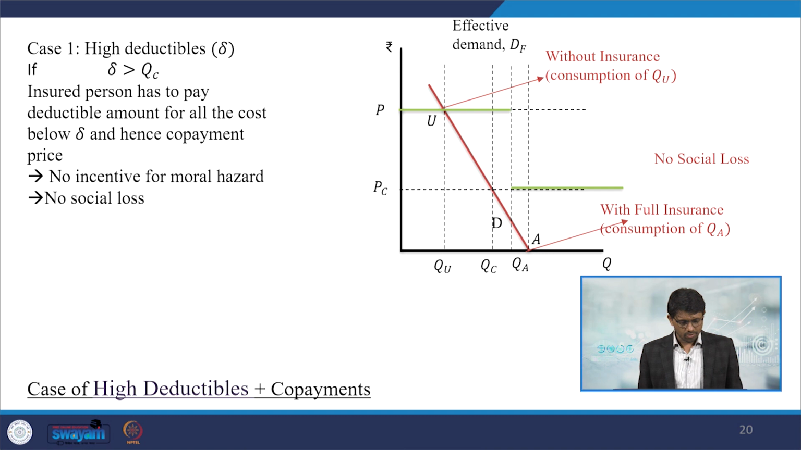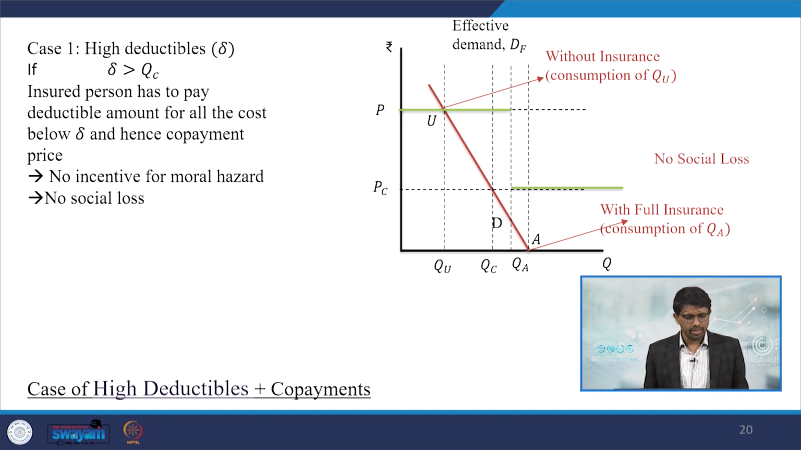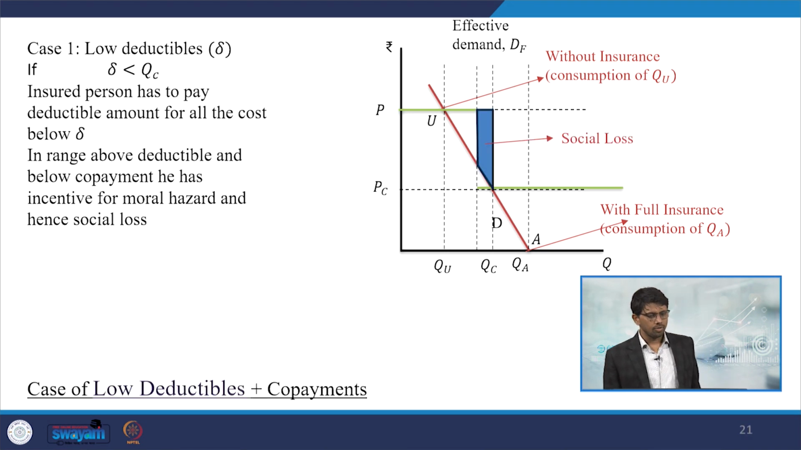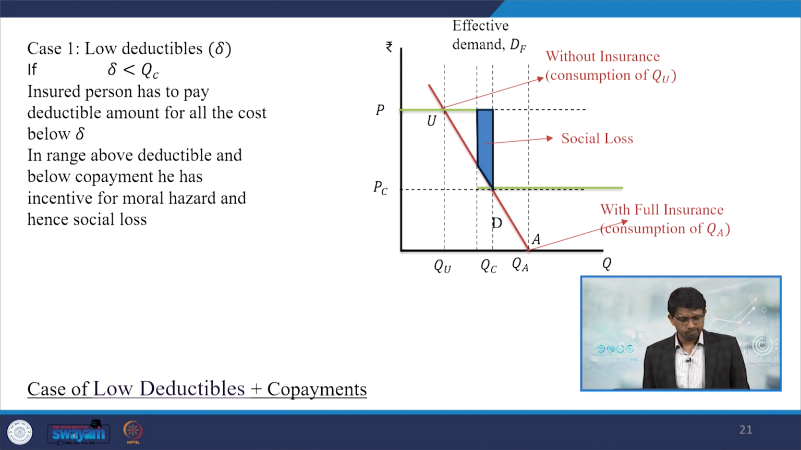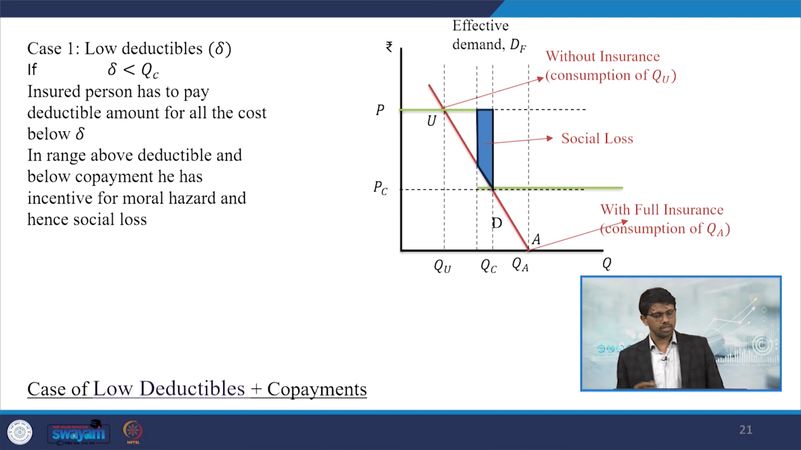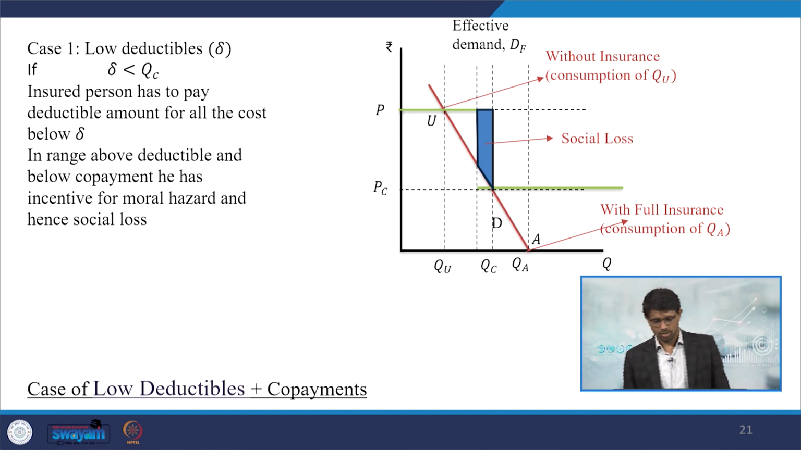Case 2: when the deductible is less than QC, the insured person has to pay the deductible amount for all the cost below delta. In the range above the deductible and below the co-payment, he has an incentive for moral hazard, and there is some social loss.